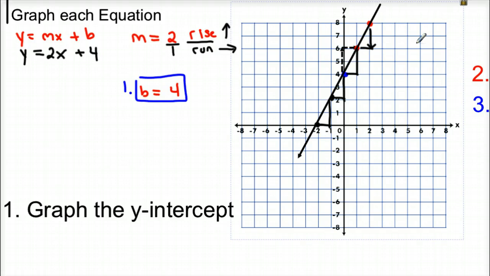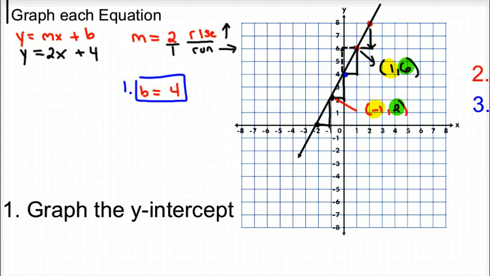So let's write some of these points down. Our first point here was (0, 4), which is the y-intercept. Let's concentrate on this next point here. This point here is (1, 6). And let's take this point here as well. This was the point (-1, 2). So if I input 1 into my function, I should get an output of 6. If I input -1 into my function, I should get an output of 2.